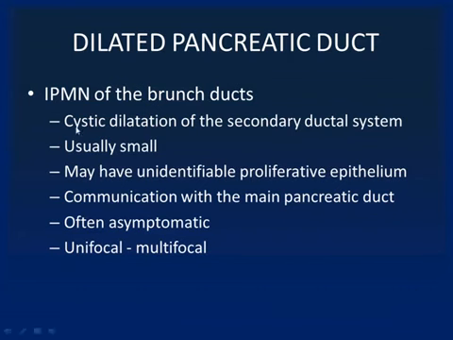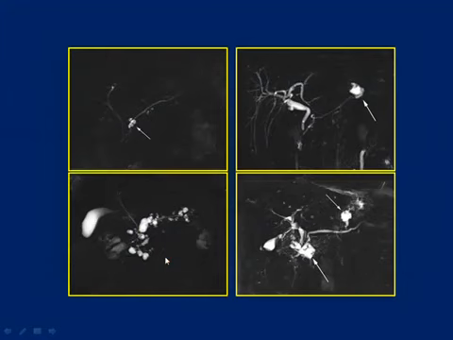They, in fact, are cystic dilation of the secondary ductal system, usually very small, may be unifocal and multifocal, and these are a series of examples of very small IPMN and IPMN isolated, IPMN at the level of the tail of the pancreas, multiple IPMN. The typical IPMN are these cases in which we see a definite communication with the main pancreatic duct. And you may notice that this main pancreatic duct has a mild dilation.